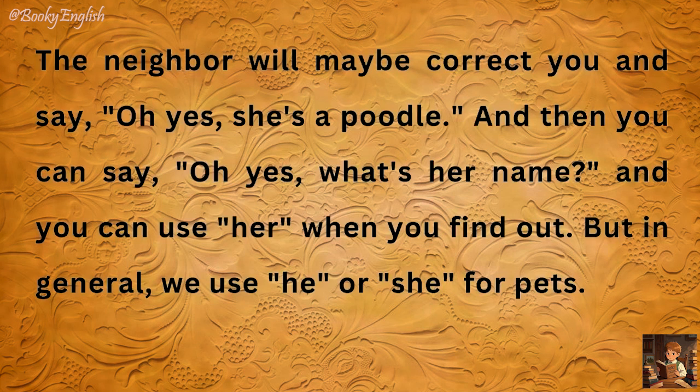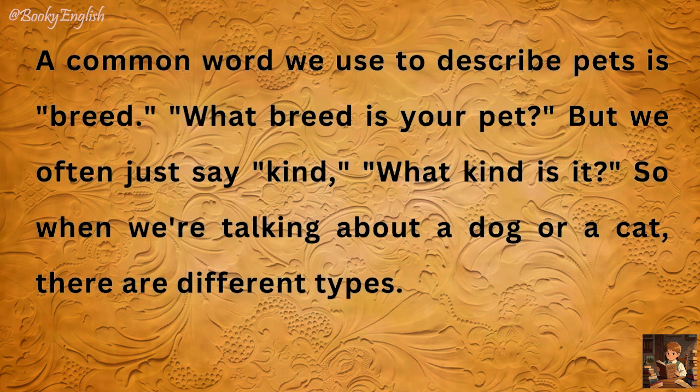And you can use her when you find out. But in general, we use he or she for pets. A common word we use to describe pets is breed. What breed is your pet? But we often just say kind. What kind is it? So when we're talking about a dog or a cat, there are different types.